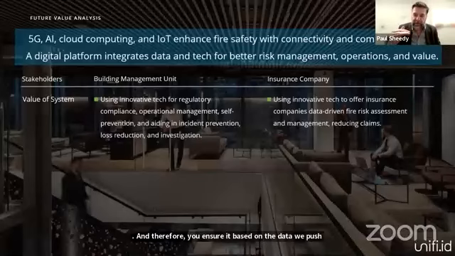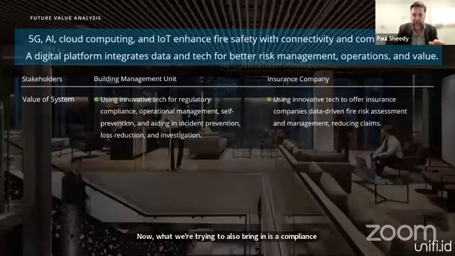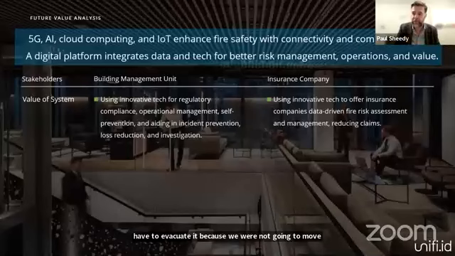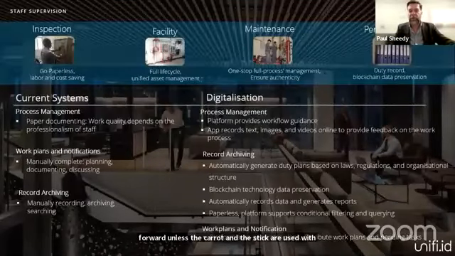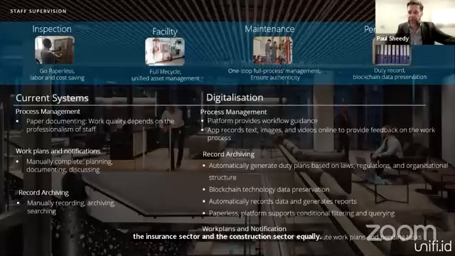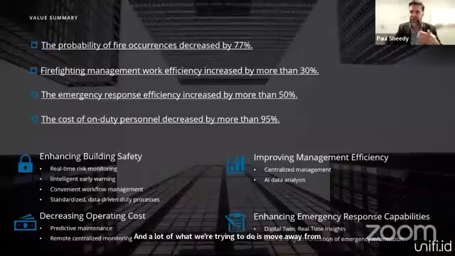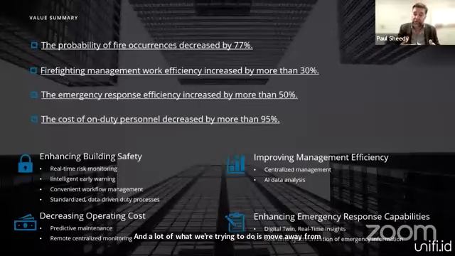Now, what we're trying to also bring in is a compliance level, so that if your building falls below a certain level, that building is no longer insurable, and you actually have to evacuate it, because we're not going to move forward unless the carrot and the stick are used with the insurance sector and the construction sector equally. And a lot of what we're trying to do is move away from man-made systems, where already we're now delivering a 95% reduction in the personnel needed to manage a building.